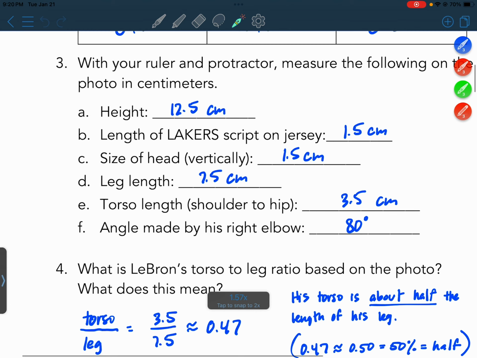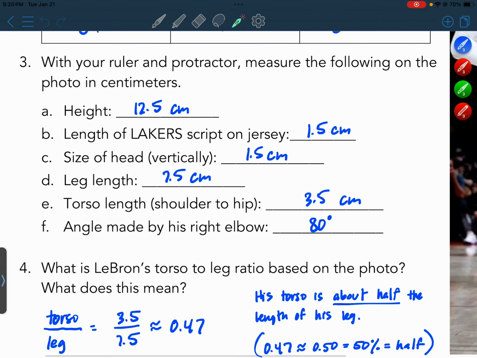All right, now question 3. Everybody took different measurements, and I'm not sure whether you rounded or not. So the values that I have here might not exactly match what you have on your paper, and that's okay. As long as they're reasonably close, we'll call that a win. If you measured his height in this picture with your ruler, hopefully you got something around 12.5 centimeters. Maybe you rounded down to 12 or up to 13, that's fine.